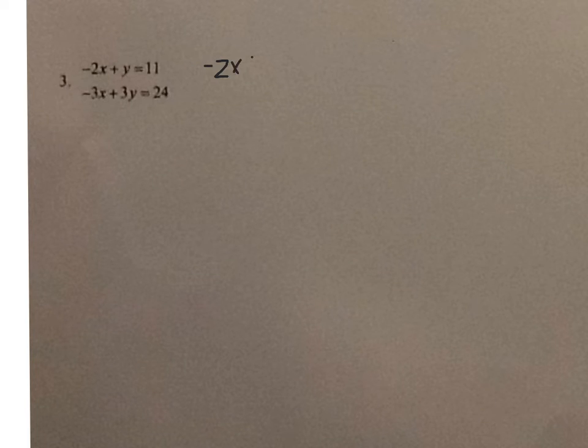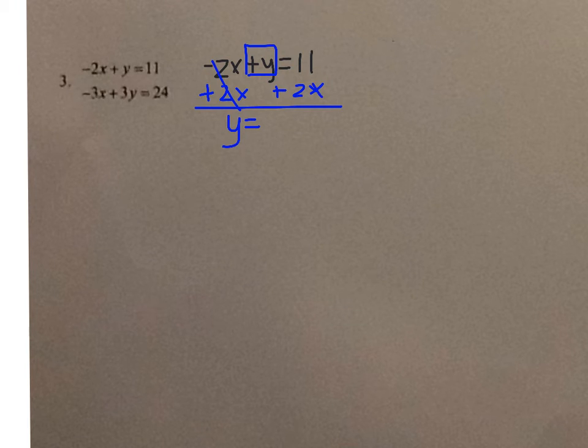Negative 2x plus y equals 11. Remember, I want to get y all by itself. So add 2x to both sides. Negative 2x plus 2x is 0, so I get y equals, the 2x will go in front of the 11, and remember, you can't add them, they're not like terms. All right, let's rewrite the second one.